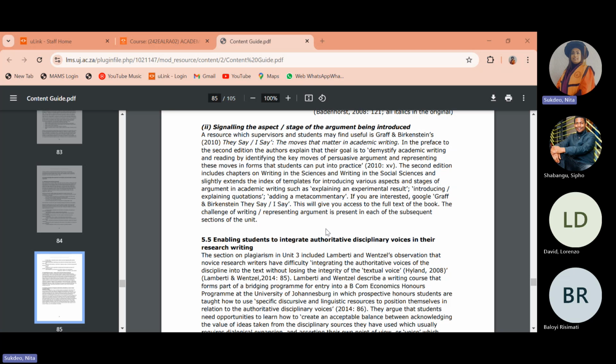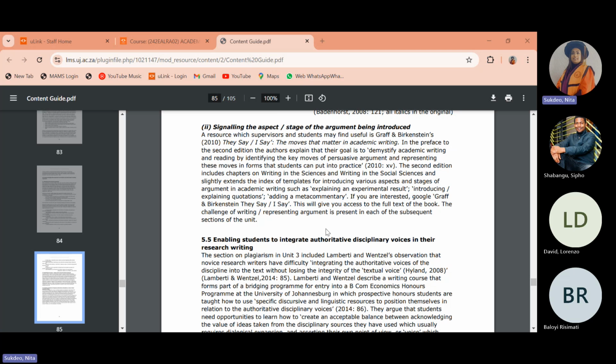So basically what these authors are saying is that you have to build an argument that is persuasive. You have to persuade that supervisor, that examiner, that what you are saying is indeed a solid argument for this study.